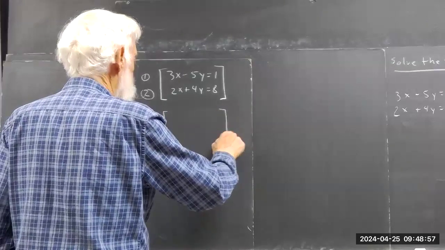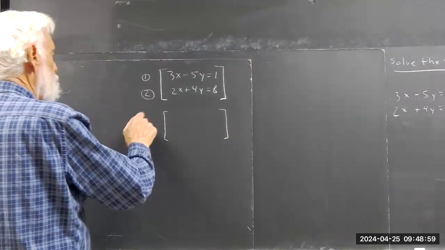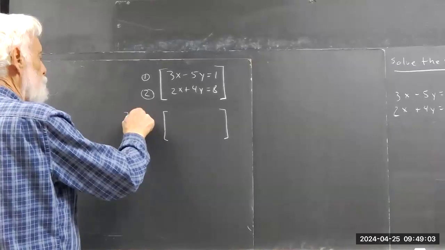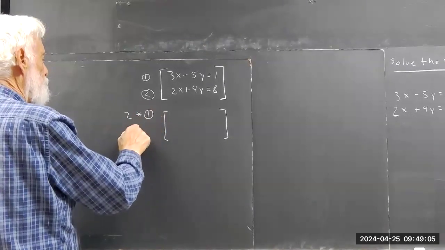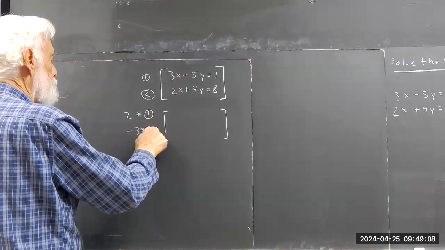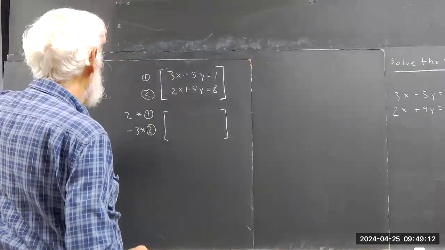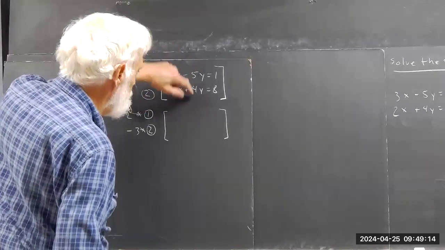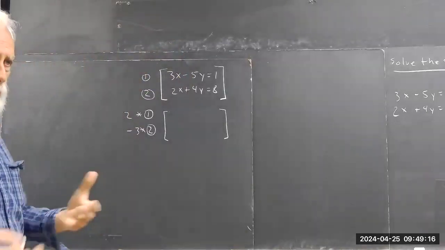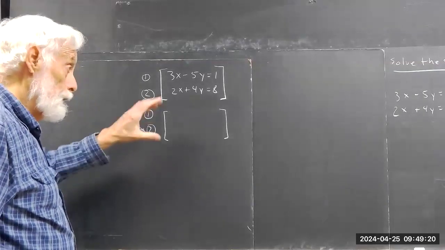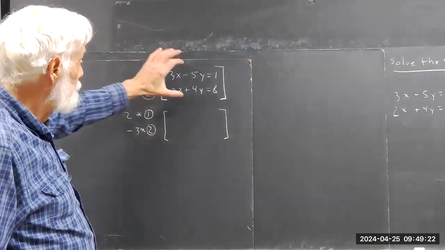Okay? Now, let's say 2 times row 1, negative 3 times row 2. And that's going to match up the x coordinates. Note that we also could have matched up the y coordinates. If you've been doing the assignments, you understand this. And it looks like I've been doing the assignments because this is coming out pretty good.